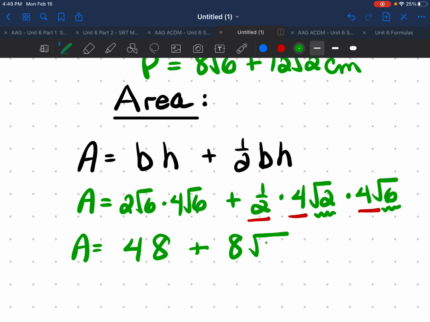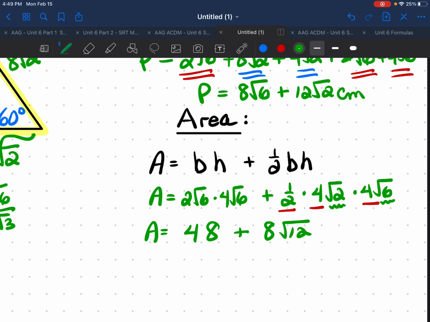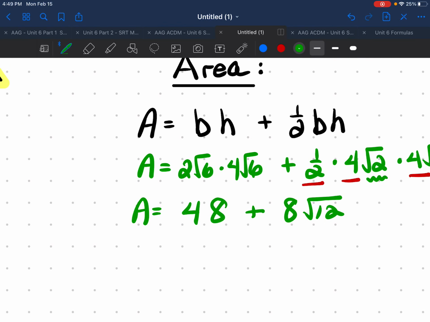Uh-oh. Hold on a second here. Some people might finish here, right? Some people might stop and say, all right, we're done. We have 48 plus 8 radical 12, but we are smarter than that, right? We're going to take a look here and say, wait a second. We can simplify radical 12 by splitting it up into radical 4 times radical 3, and the square root of 4 is 2, so that's 2 radical 3.